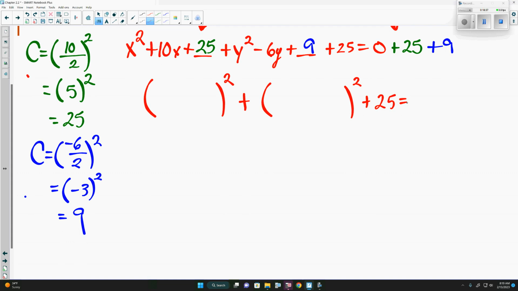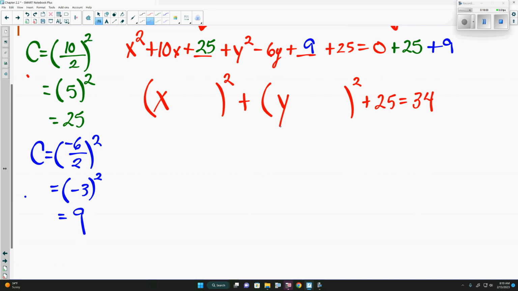Now, on the right-hand side, we can add 25 and 9 together and get 34. We'll have to subtract the 25 over. That's what I was thinking about for a second. We can do it in the next step and be done with it there. Inside both of these parentheses, we will have the x and y by themselves.